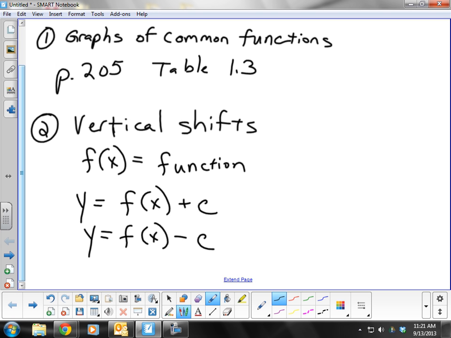And so what's the important thing about where the number is that's being added or subtracted? Does anybody remember? It's what it does to the graph. And so if it's a vertical shift, the number is actually on the outside of the function. Does everybody understand what I mean by the outside of the function?